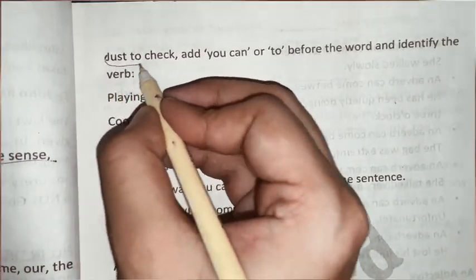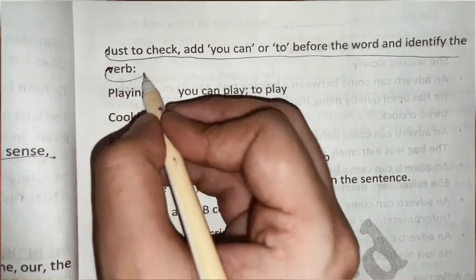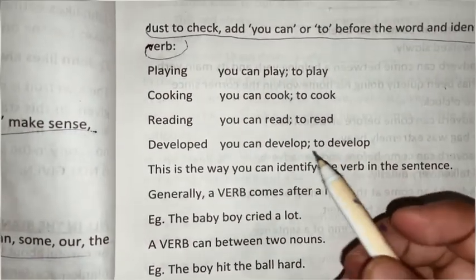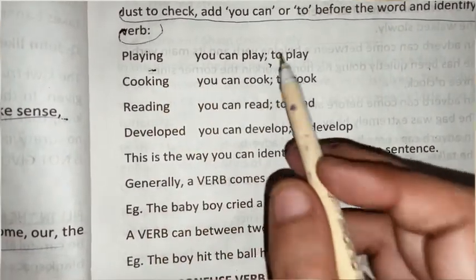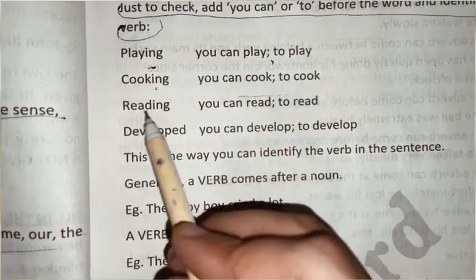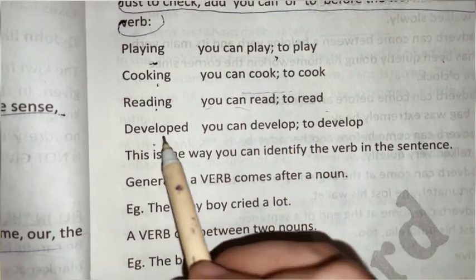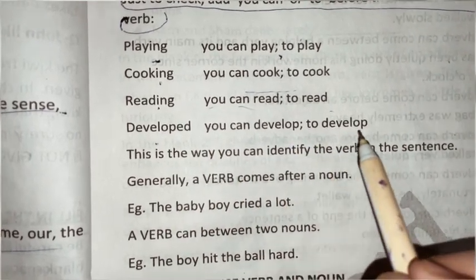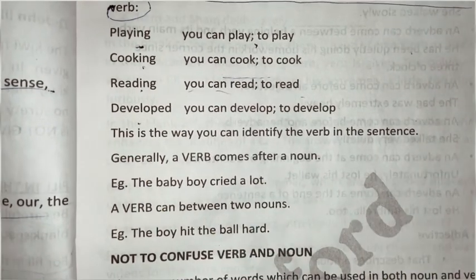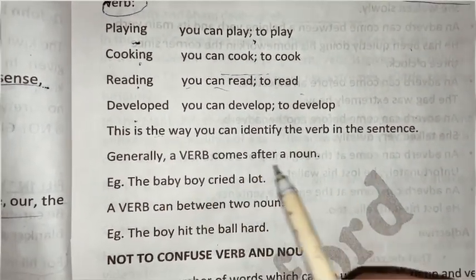Just check by adding "you can" or "to" before the word and the verb. Playing, you can play. Okay, cooking, you can cook, to cook. And developing, you can develop, to develop. This is the way you can identify the verb in the sentence.